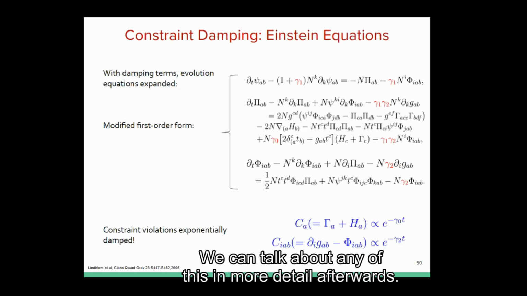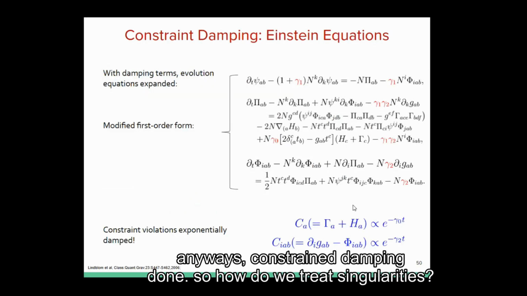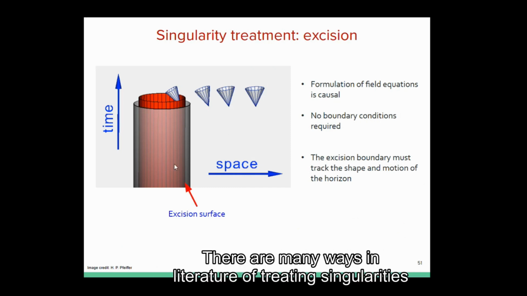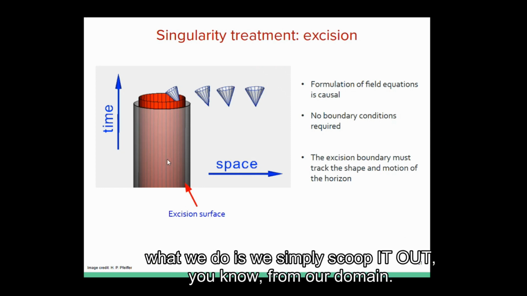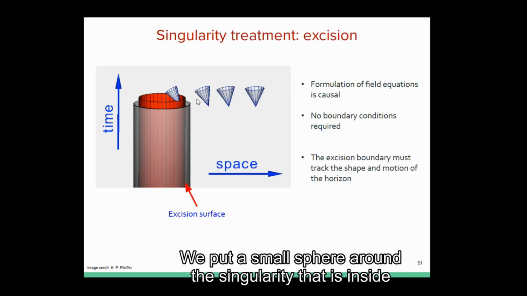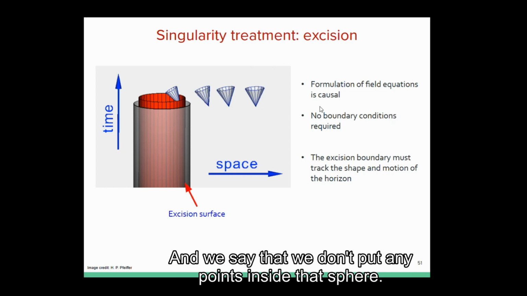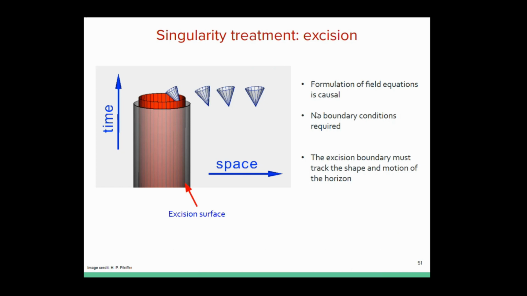Okay. And we can talk about any of this in more detail. But anyway, constraint damping done. So how do we treat singularities? There are many ways in literature of treating singularities. What we do is we simply scoop it out from our domain. We put a small sphere around the singularity that is inside the horizon but outside the singularity. And we say that we don't put any points inside that sphere. Okay? So we are excising the singularity.